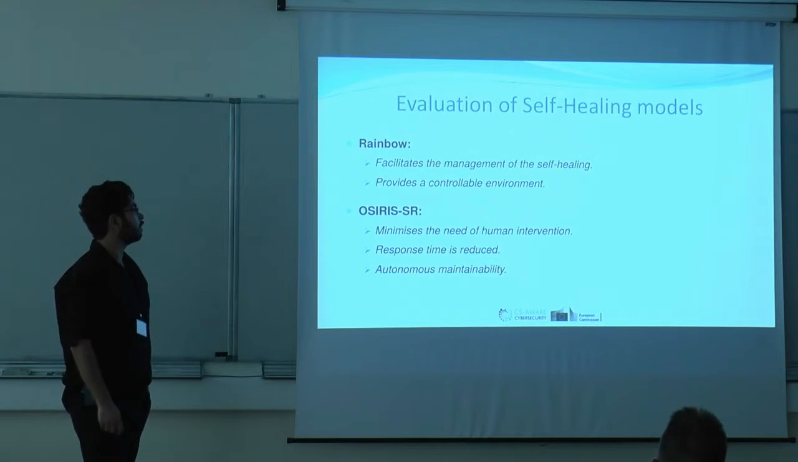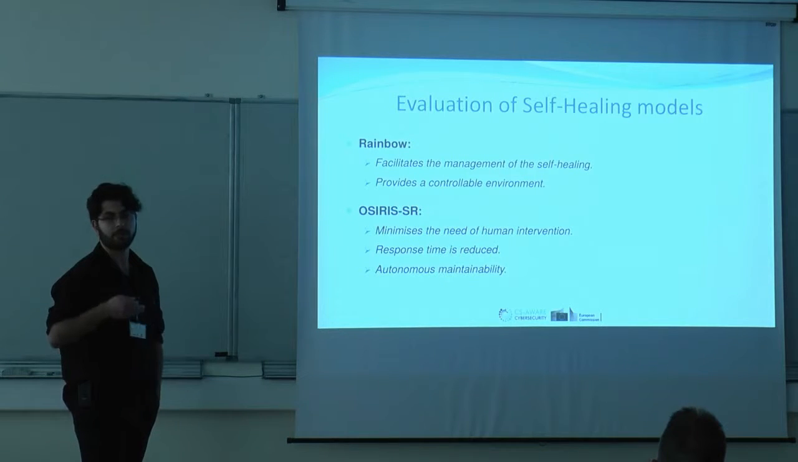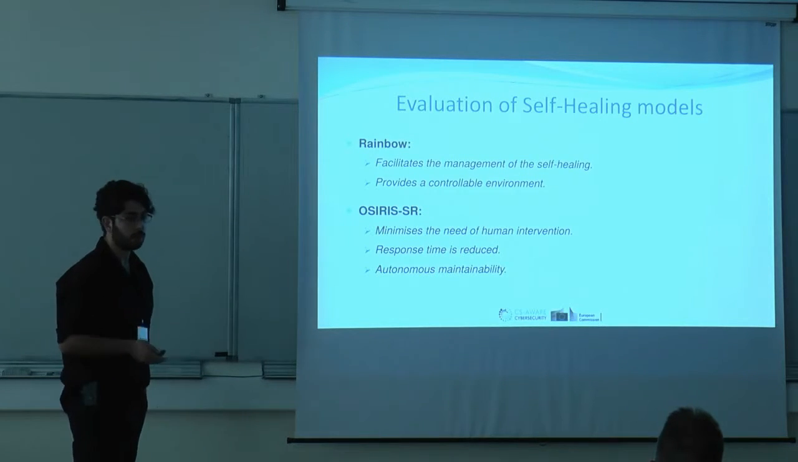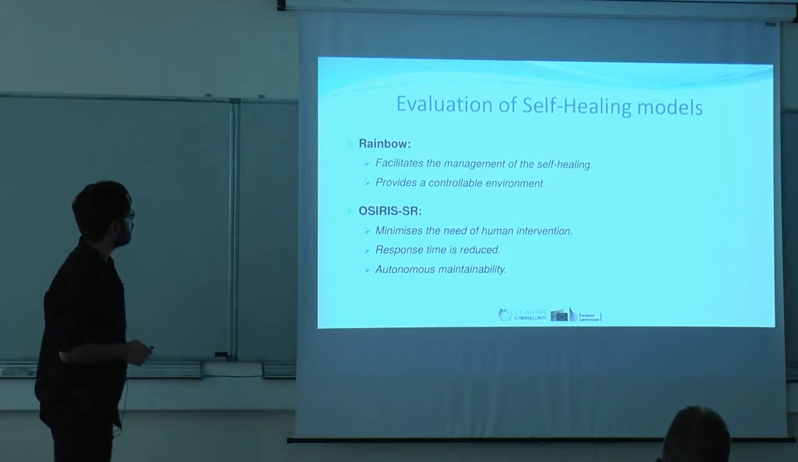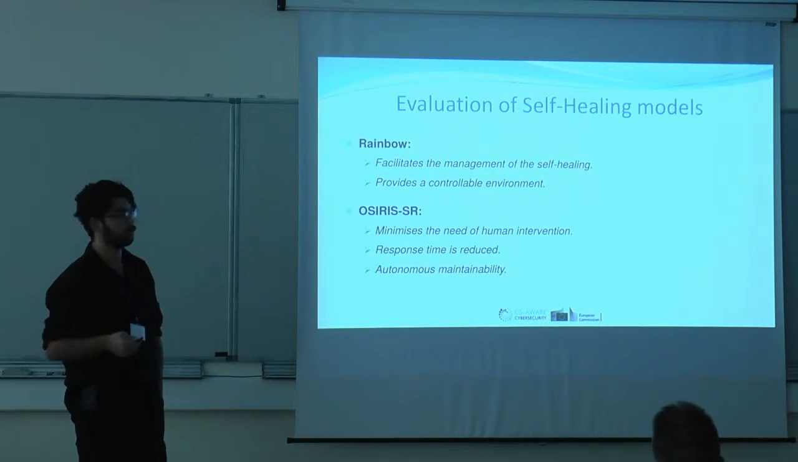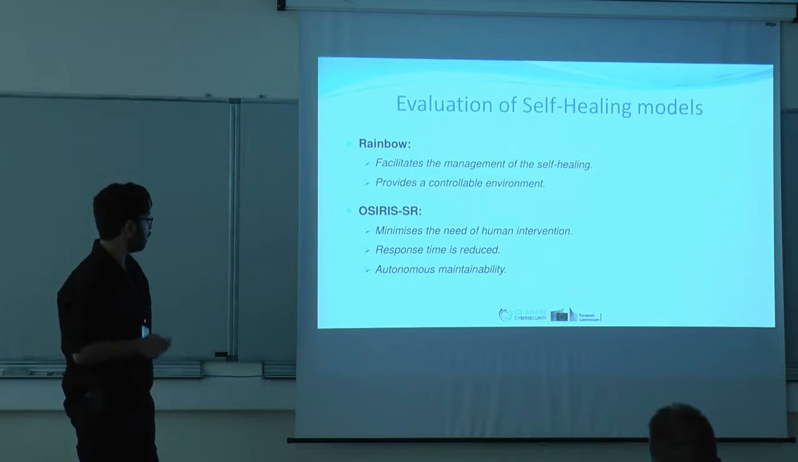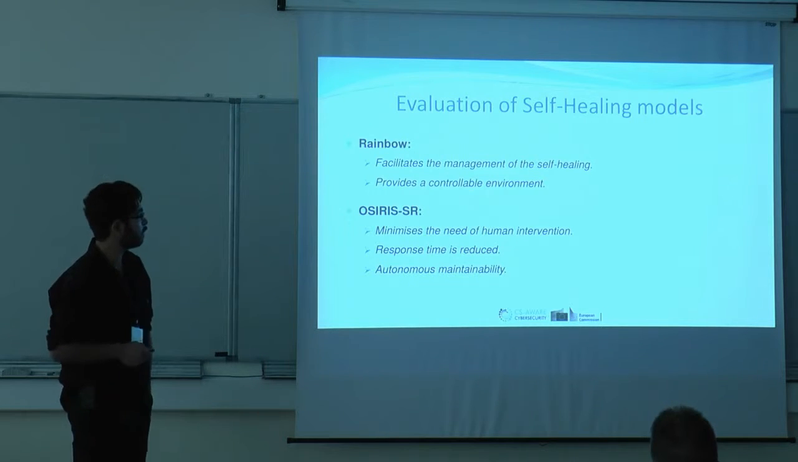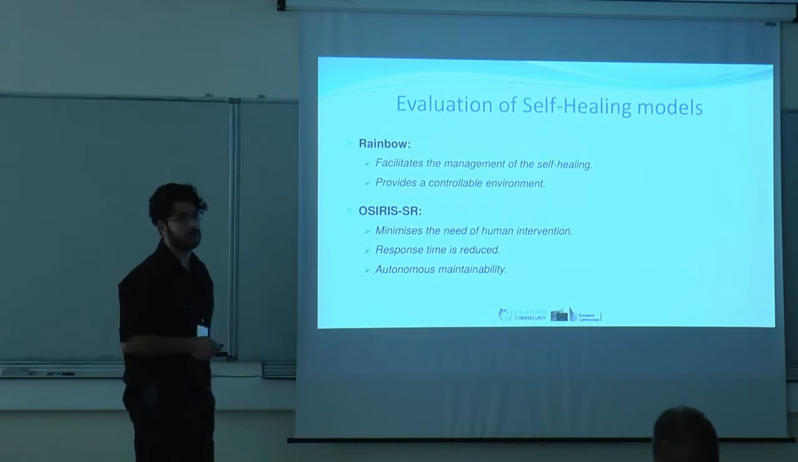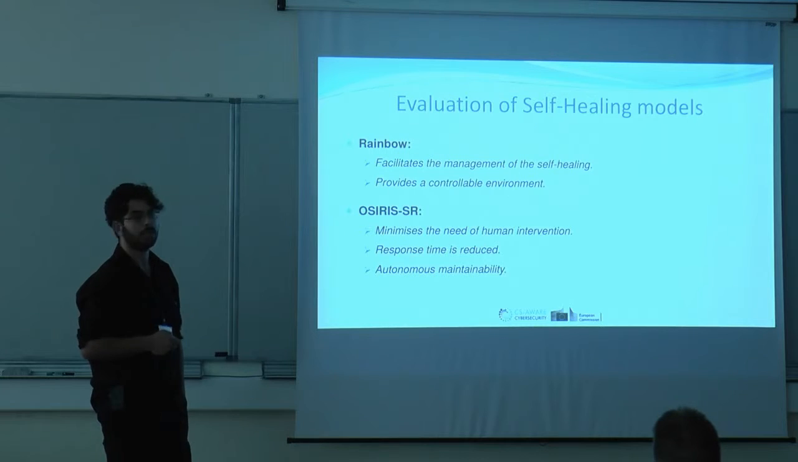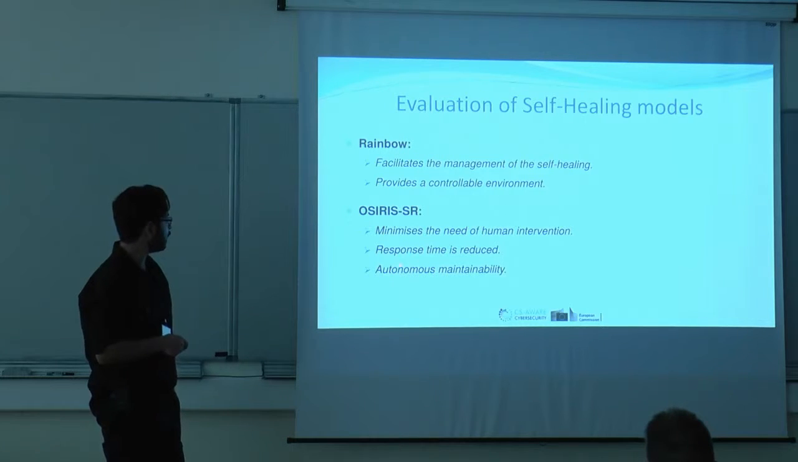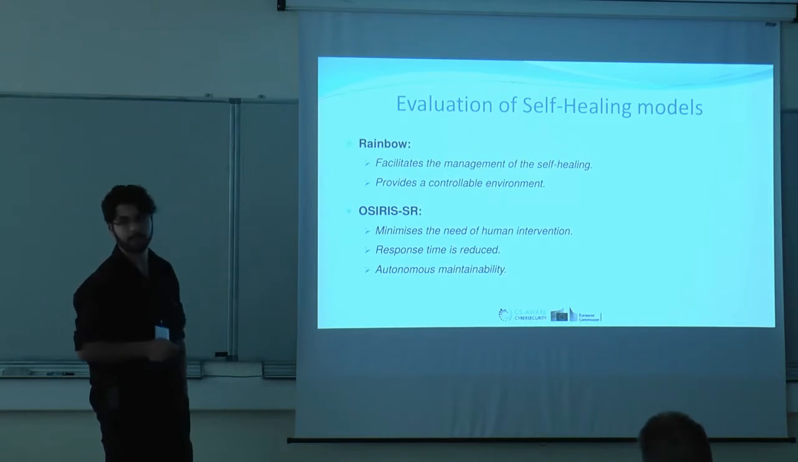Here comes the evaluation of these models. Why are they good? Why are they used? Why should we implement these models? Okay, regarding Rainbow, it facilitates the management of self-healing. It provides a controllable environment as well. Also, it minimizes the need for human intervention. The response time is reduced. It's really important. And here we can add the cybersecurity awareness. And we have the autonomous maintainability.